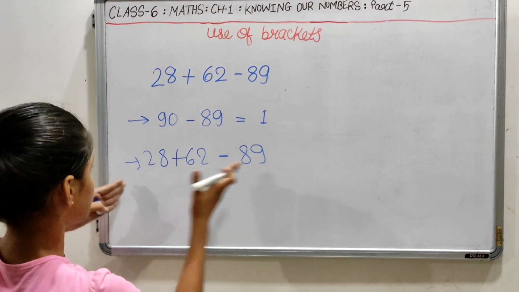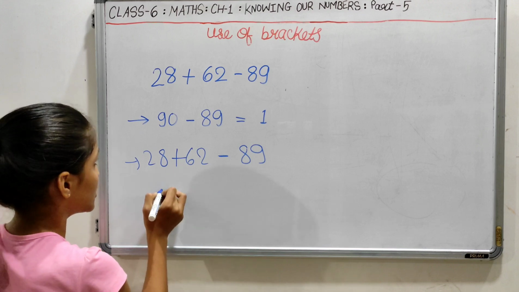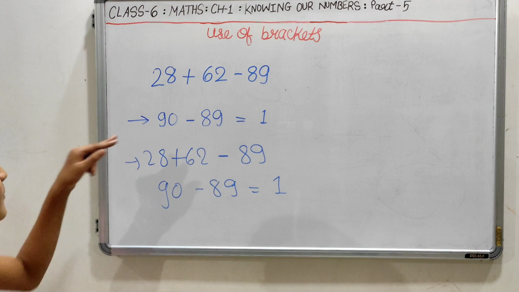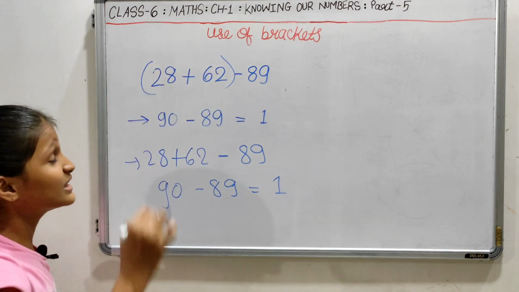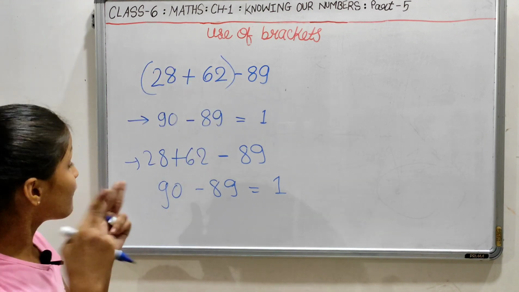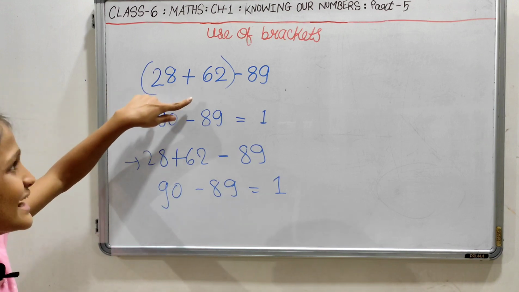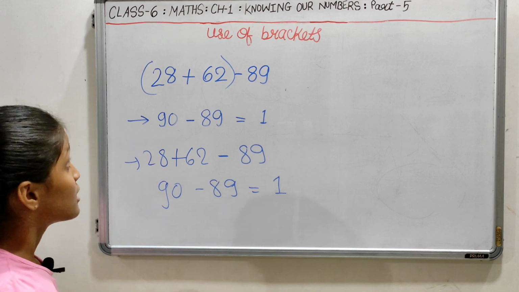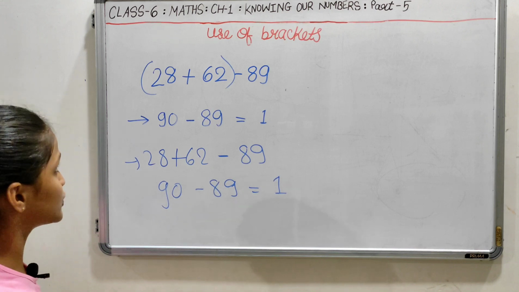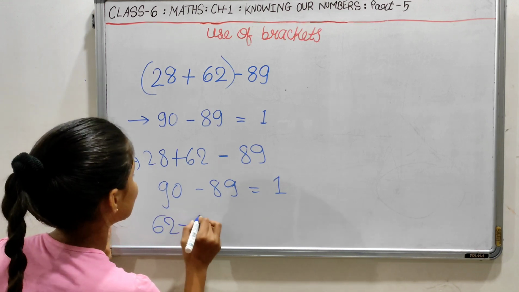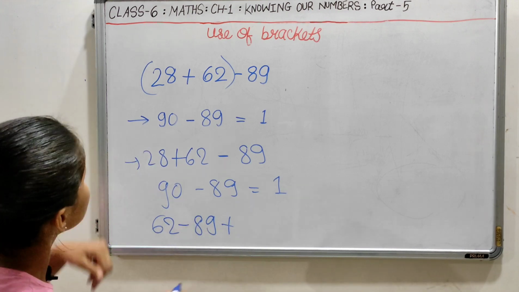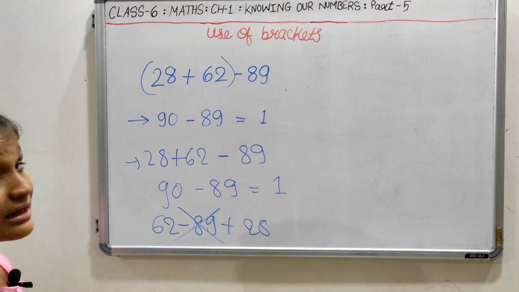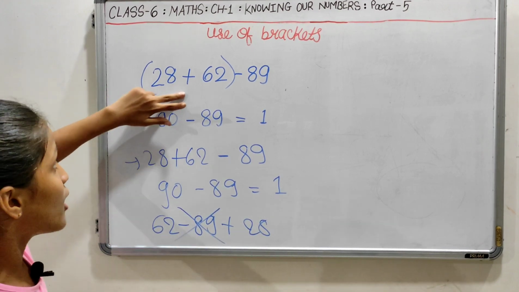So this is such a long method. 28 plus 62 is 90, minus 89, and then we get 1 here. Now if we add the bracket, we know that first we have to add 28 and 62 only, nothing else, because sometimes people do 62 minus 89 and then add 28. So this is wrong. Always we use from here.